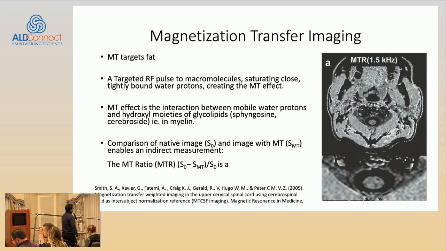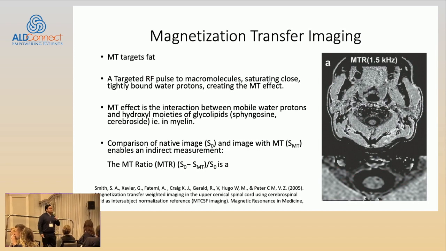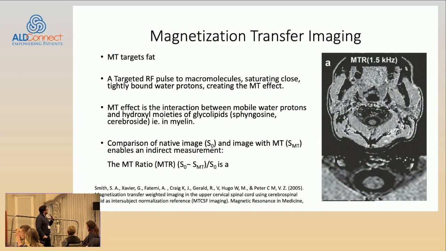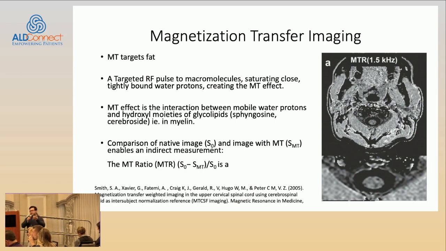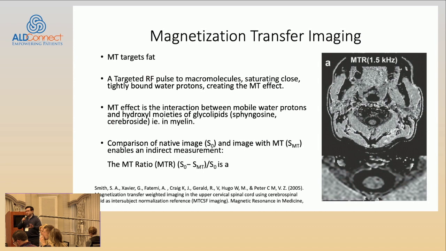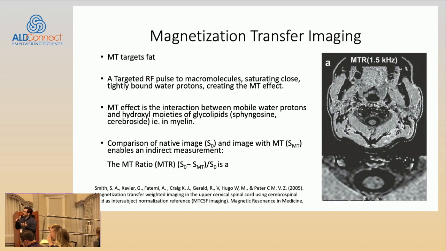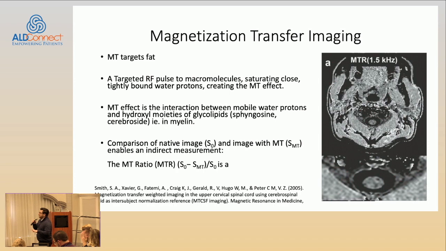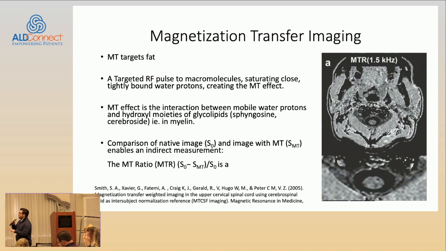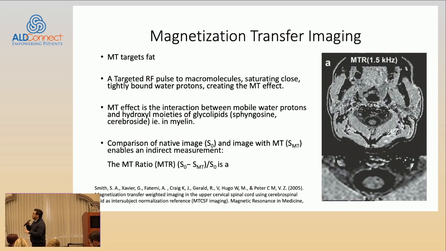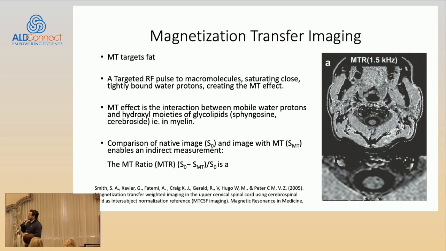So, MT, magnetization transfer. In a nutshell, MT targets fat, and it does this by applying a radiofrequency pulse to macromolecules of lipid species. So this saturates the fat, which is surrounded by the water molecules, and that creates the MT effect by lowering the water signal. So basically, the MT shows the interaction of certain fatty species with water, specifically in myelin. And that's what we looked at as its target in 2005.